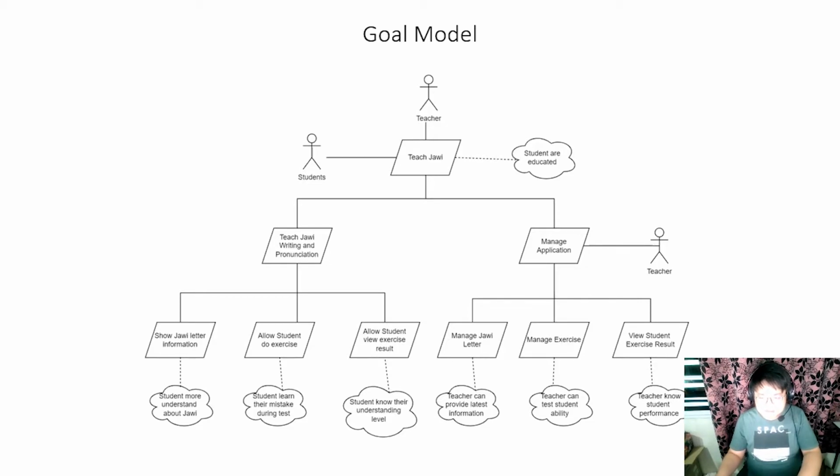The next goal is manage application, which is more focused on the teacher side. In order to achieve this goal, the AI application needs to allow the teacher to manage Jawi letter, manage exercise, and view student results, so that the teacher knows the student performance, the teacher can test the student ability, and the teacher can provide the latest information by being able to delete and edit the Jawi letter.